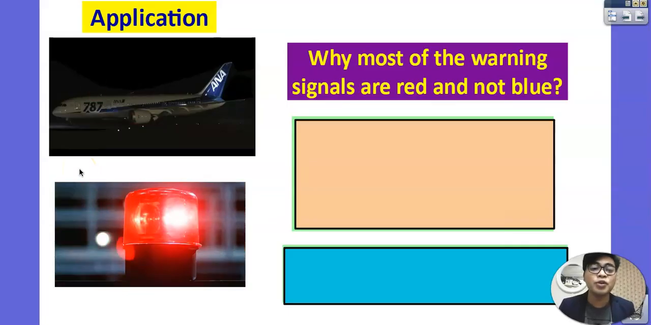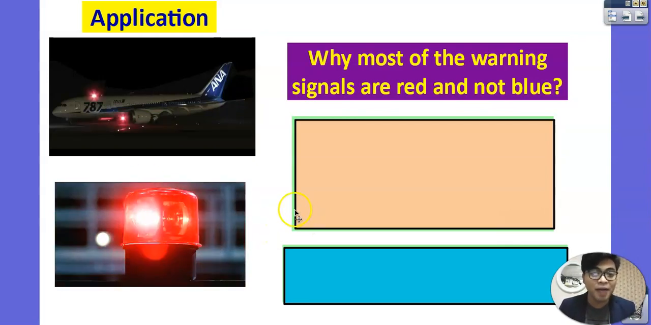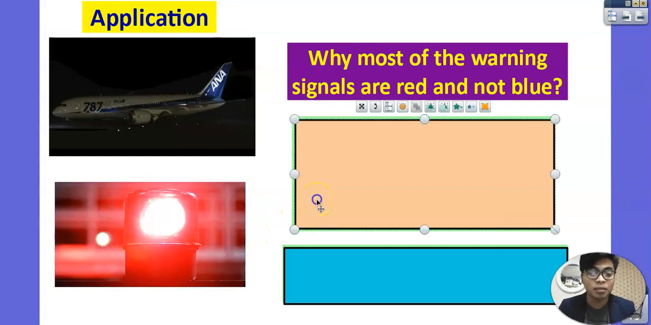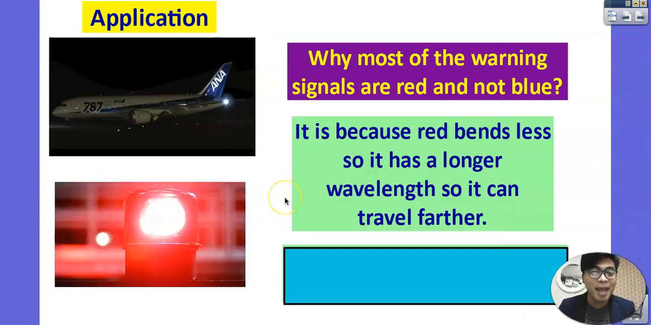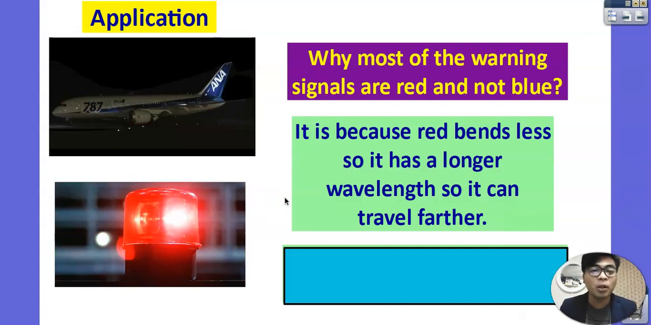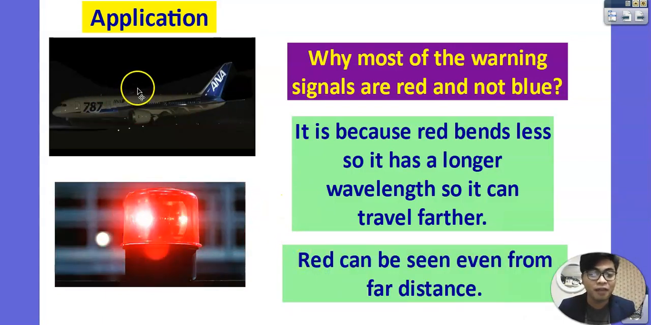In real life, we use a lot of these colors in our daily lives. So why are most warning signals red and not blue? In airports, in airplanes, in cars, in traffic, and in a lot of warning signals in factories or any kind of work, we are always using red. Why? It is because red bends less, so it has a longer wavelength and can travel farther. Also, red can be seen from a far distance.